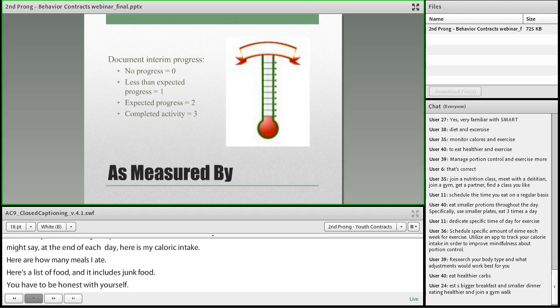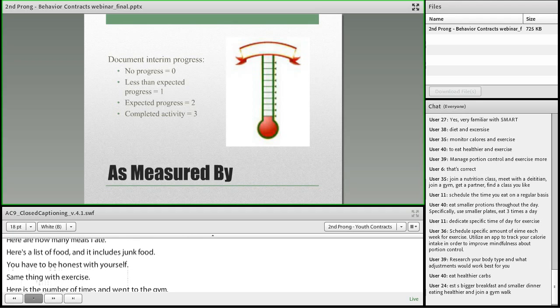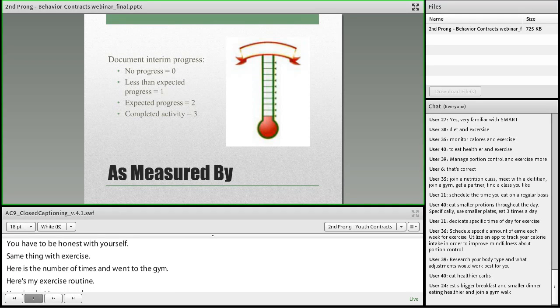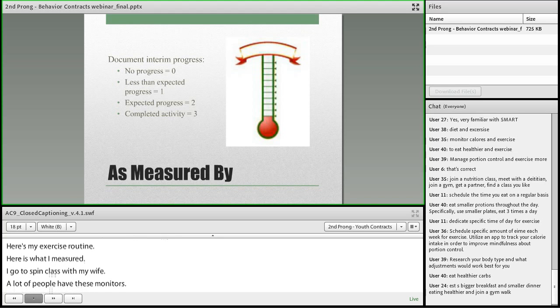I go to a spin class with my wife, and a lot of the folks in the spin class have these monitors that I find real annoying, where they're monitoring to the second how many calories, how many minutes over their max heart rate they're exercising. This is the same type of specificity you're going to be wanting to put in your contracts with these kids.